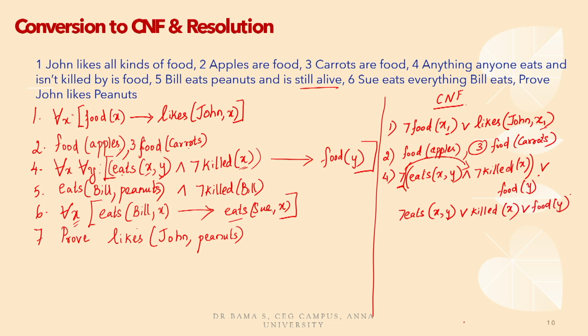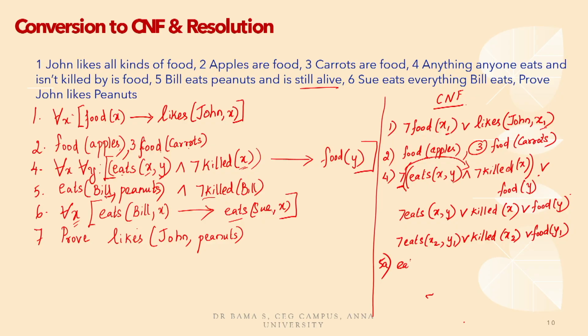Now, when we look at the standardization of it, this becomes not eats, because I have used x 1 already. Here I would be using x 2 y 1 or killed x 2 or food y 1. Then fifth would be 5. I can split it into two clauses, one is eats and another one is not killed. So, 5A would be eats Bill peanuts, and 5B would be not killed of Bill.